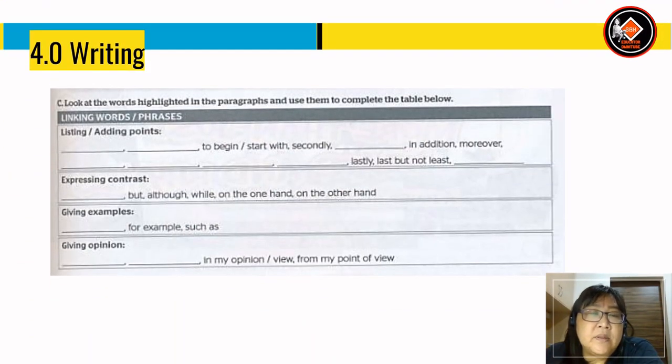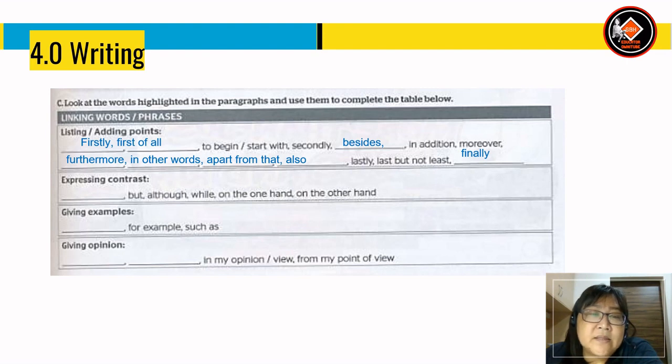So now, let's look at number 4, writing. Look at the words highlighted in the paragraphs and use them to complete the table below. So these are the linking words or linking phrases. Number 1, the category is listing or adding points. So you can say, firstly, first of all, to begin or to start with, secondly, besides, in addition, moreover, furthermore, in other words, apart from that, also, lastly, last but not least, and finally.